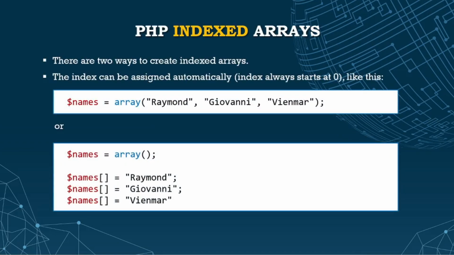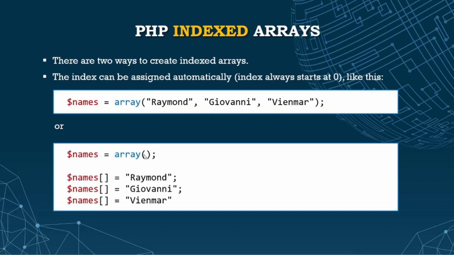So there are two ways to create an index array. Of course, the first one is like this: the variable name that you want, array, and then inside, we put the values right away, separated by a comma. So basically, the indexes, guys, are automatically assigned, in which it will start at 0.